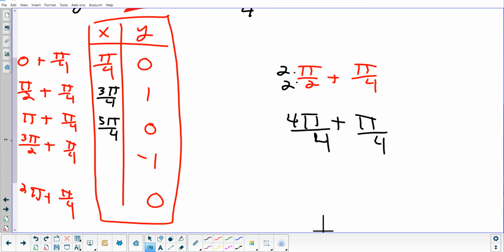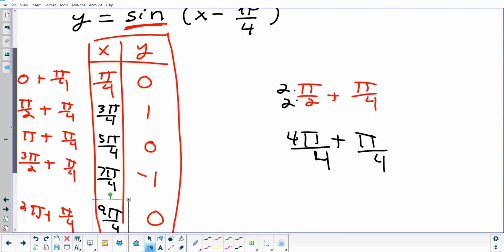But looking at the pattern, does anyone think they see what the next one would be? 7 pi over 4. Yep, 7 pi over 4. And the last one? 9 pi over 4. Yep. Is there always a pattern? Not always. As long as your denominator is the same, that makes the pattern easy to see. 1, 3, 5, 7, 9. It's going up by odd numbers. So once I find the pattern, I just go with that. But I usually do at least 3 to make sure I have the right pattern.